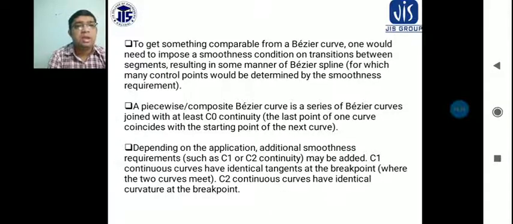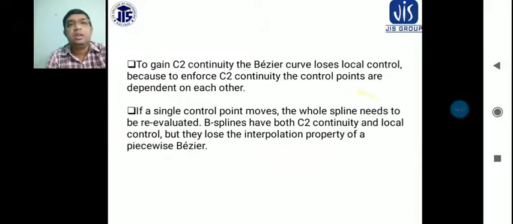C1 continuous curves have identical tangents at the breakpoints where the two curves meet. C2 continuous curves have identical curvature at the breakpoints. To gain C2 continuity, the Bezier curve loses local control.